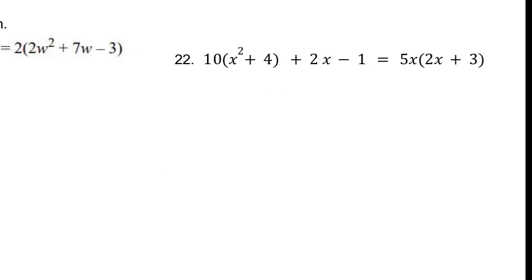Of homework number 2. If you don't have it, pay attention, write this down.